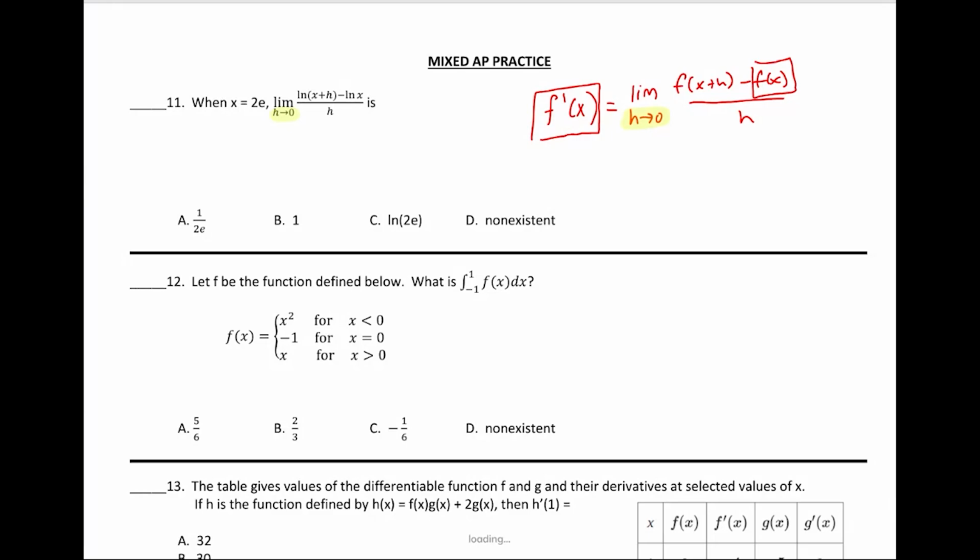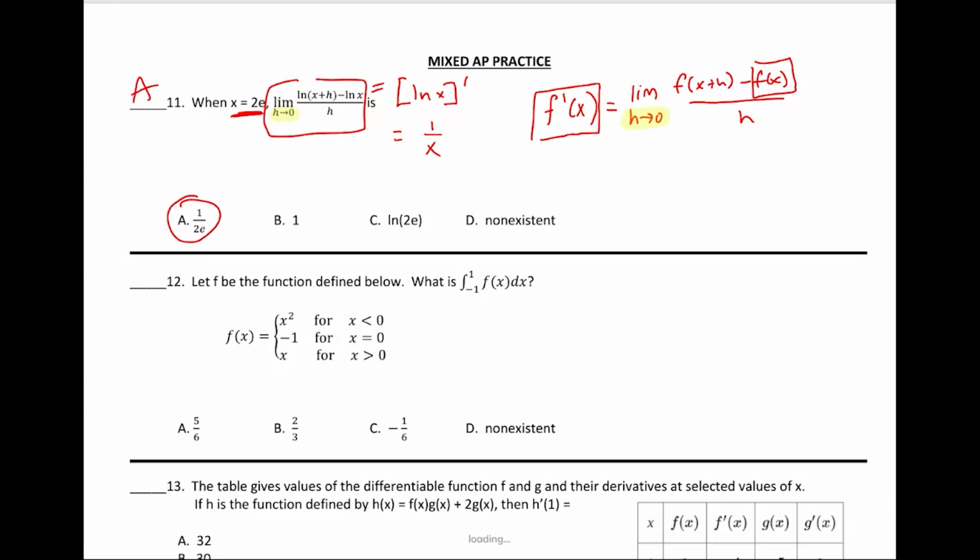Okay, so looking at the problem that we have, the limit as h approaches 0 of natural log of x plus h minus natural log of x over h. This whole thing is just going to equal the derivative of the natural log of x. Okay, and we know what the derivative of natural log of x is. This is just going to be 1 over x. And so if x is 2e, 2 times Euler's number, then our answer is going to be choice A. Okay, 1 divided by x, where x is 2e.